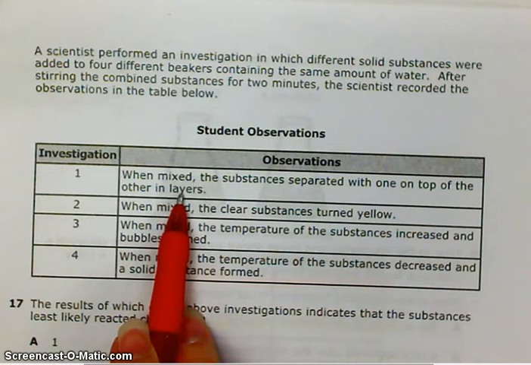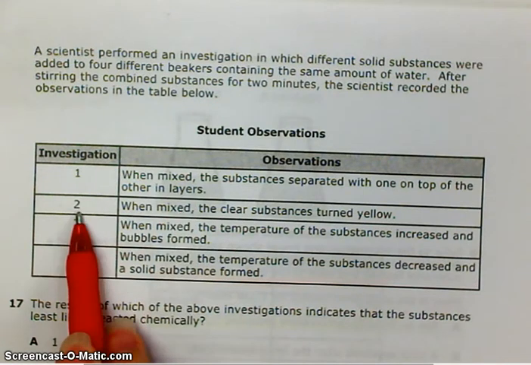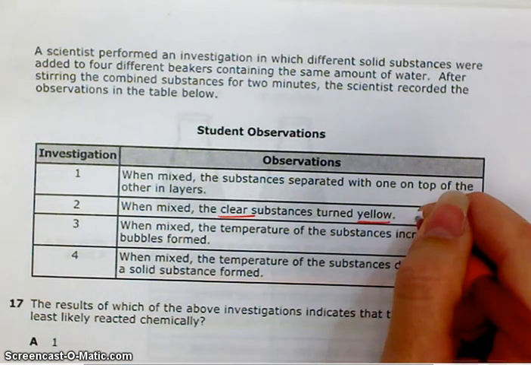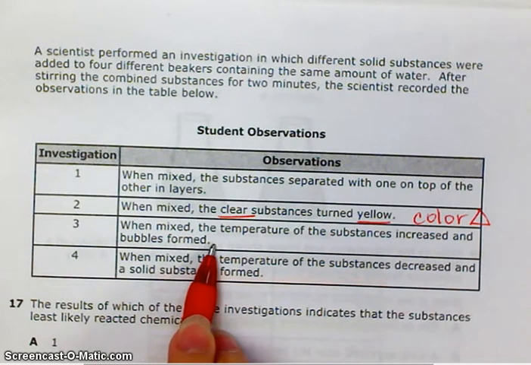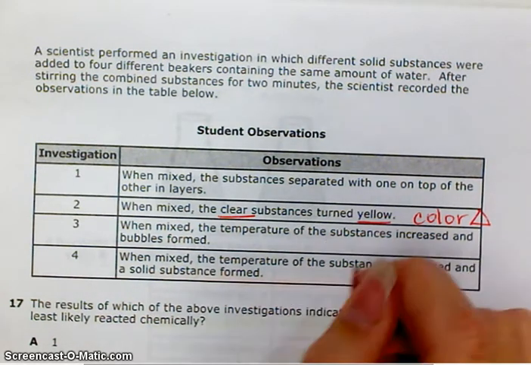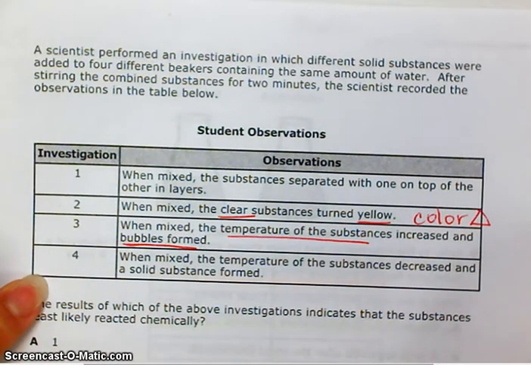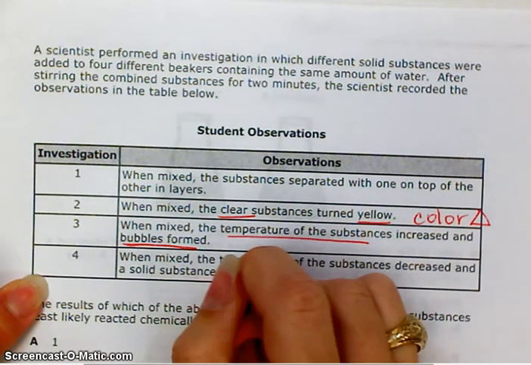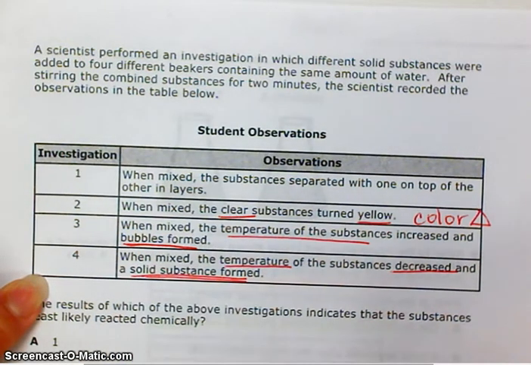Separating has more to do with density and whether things will dissolve in one another. But those 2 things that I just mentioned are both physical changes or physical properties. Number 2, when mixed, the clear substances turned yellow. Clear to yellow is a color change. Number 3, when mixed, the temperature of the substances increased, temperature change, and bubbles, formation of a gas. Number 4, when mixed, the temperature of the substances decreased, temperature change again, and a solid substance formed, probably a precipitate.